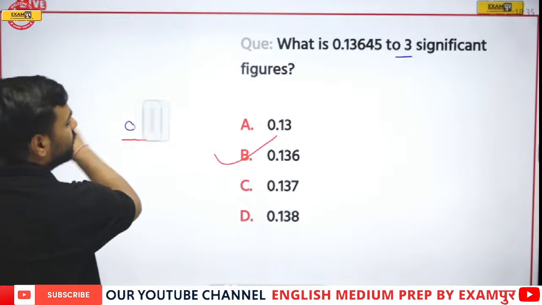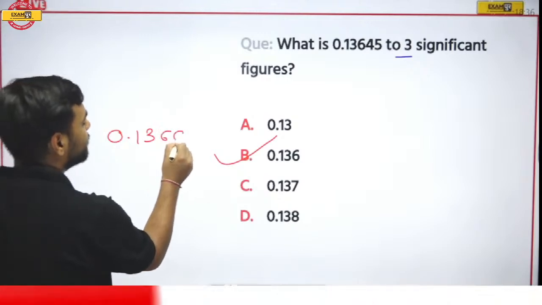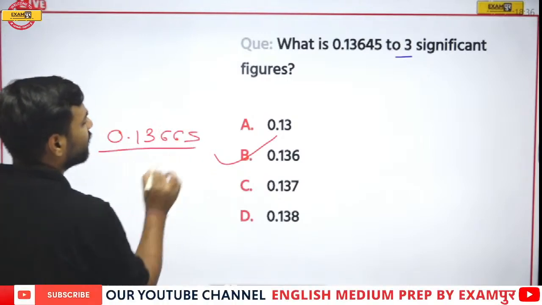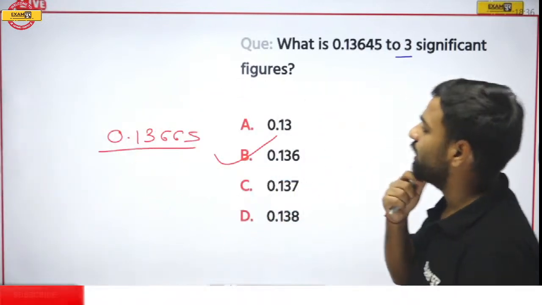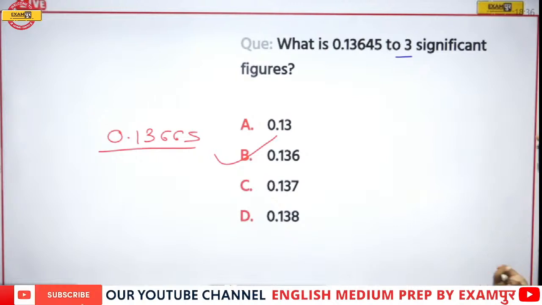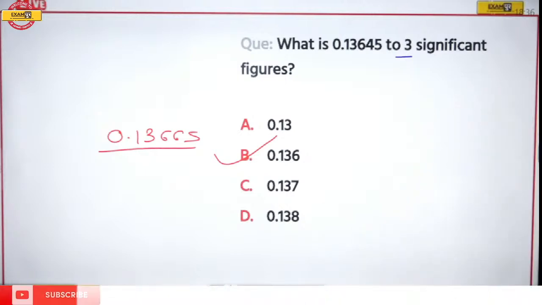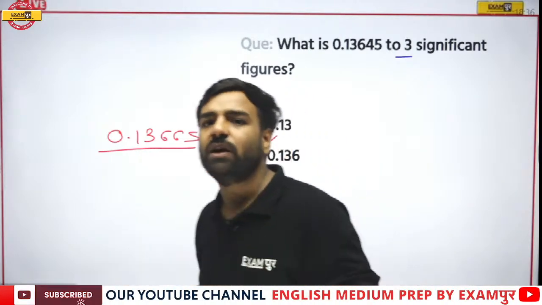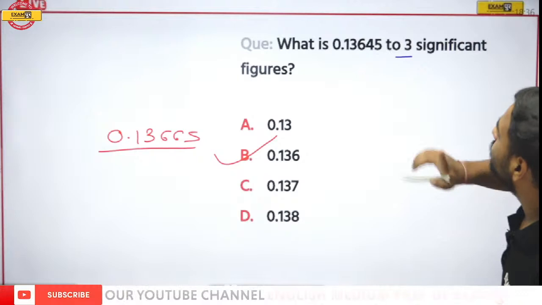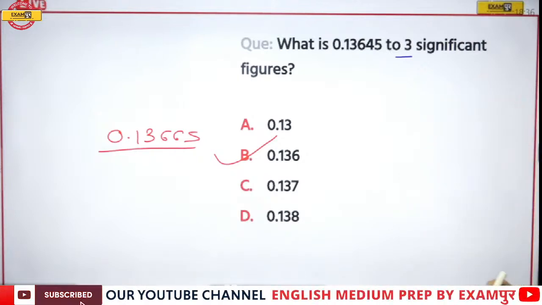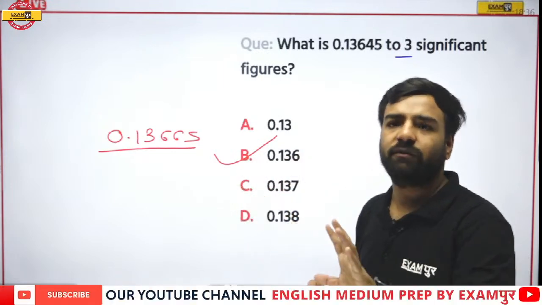But HR, what if I say the question is 0.13665 and you have to round off to 3 significant figures. The question is the same, just the value is changed. Now what is going to be the answer? Let's see. 0.13665. What will be the answer in this case? And it's very important. Please let me know if any doubt is there. If you can give the correct answer for this, you will be correct for any kind of significant figure.